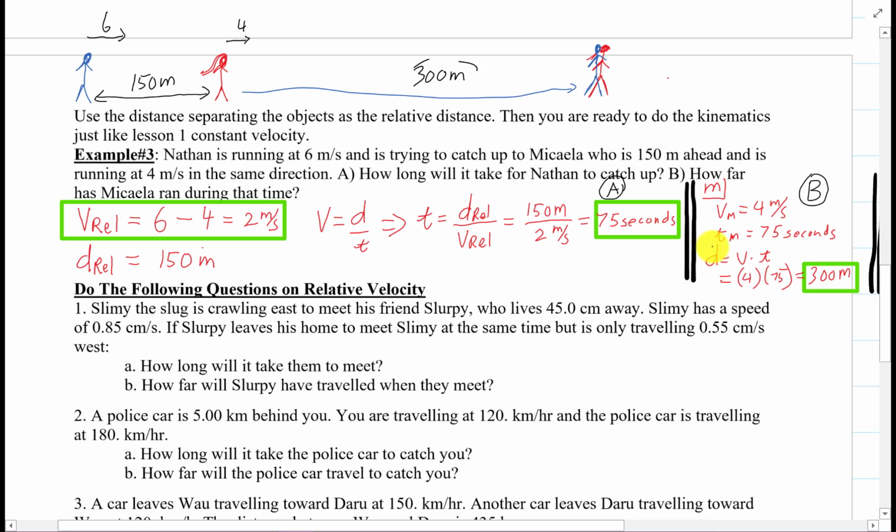At that point, you go back to single type questions where you're not using the relative velocity. So it's only the time of each of them.